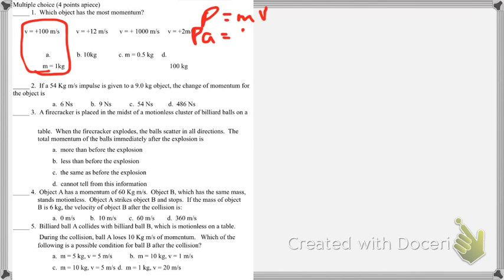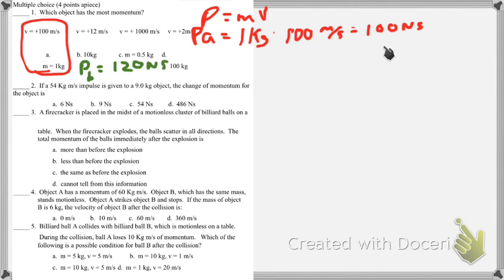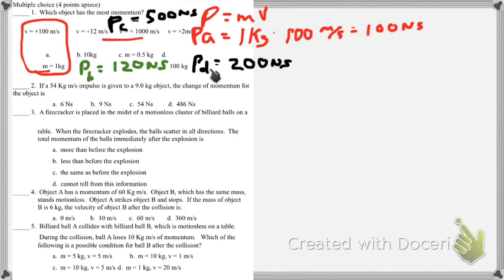What you'll see in our first problem is each object, and the little circles didn't carry over very well. You're given a mass and a velocity, and by multiplying the mass and velocity together in each of these, we can find the actual momentum. So for A, the momentum is 100 newton seconds. For B, it's 120 newton seconds. For C, we're getting up to 500 newton seconds, which seems like a lot, so that might be our winner. For D, we're at 100 kilograms times 2 meters per second, 200 newton seconds.